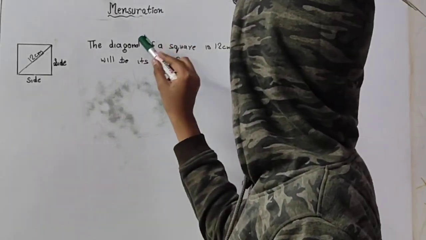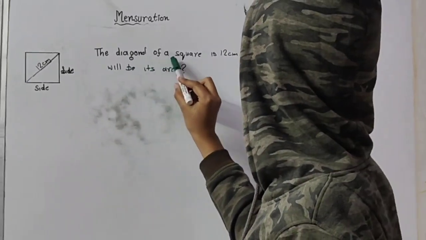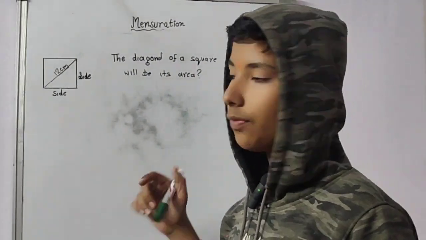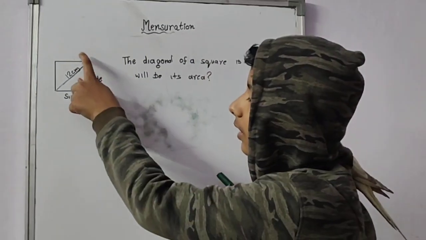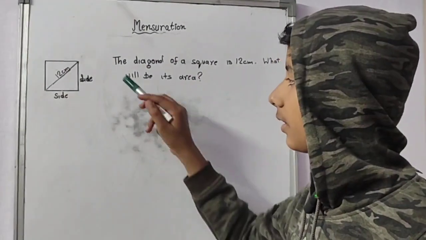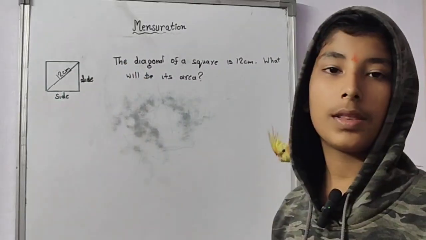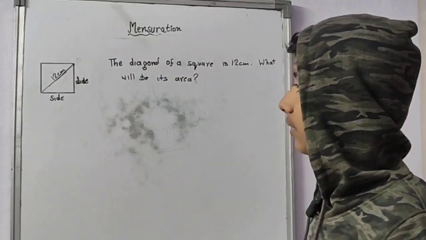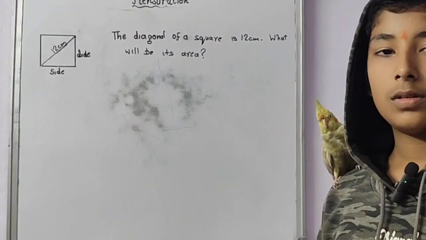The next question is, the diagonal of a square is 12 centimeter. What will be the area of the figure? So this is the figure and its diagonal is given. This is a square, its diagonal is 12 centimeter. So what will be the area of this square?